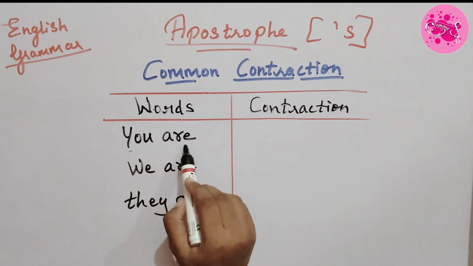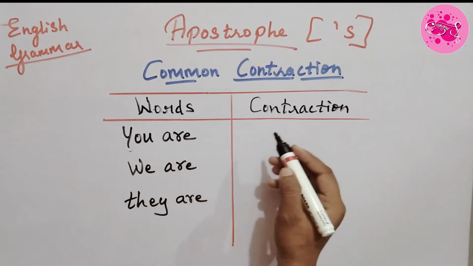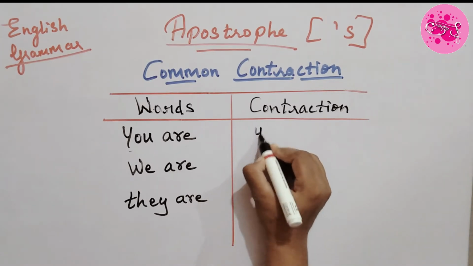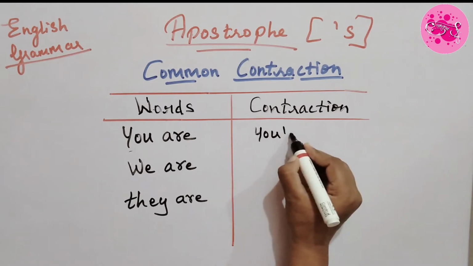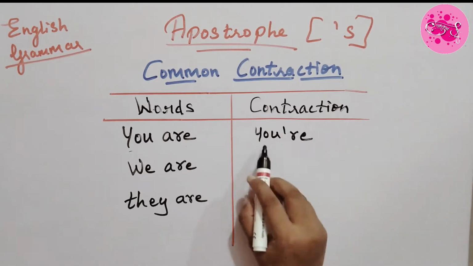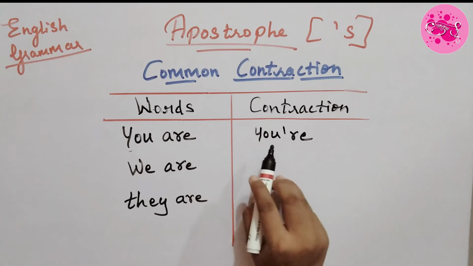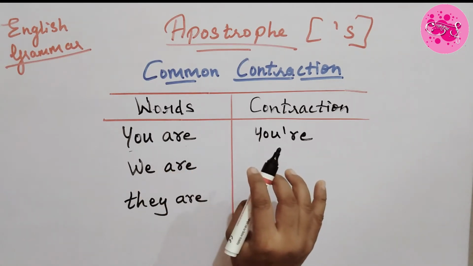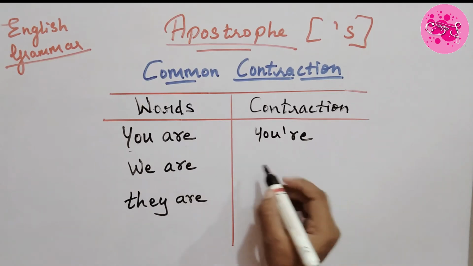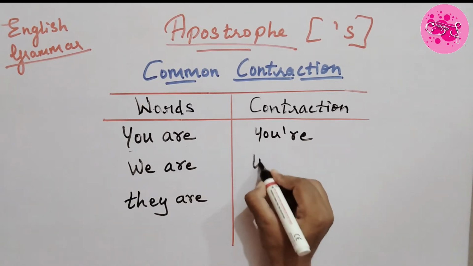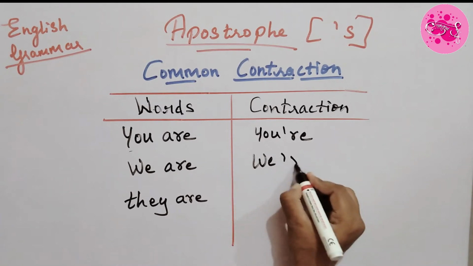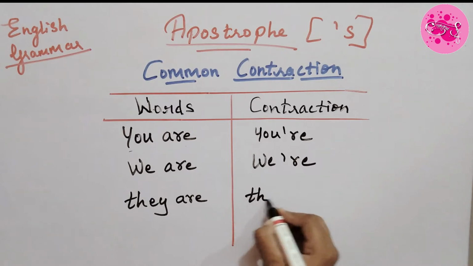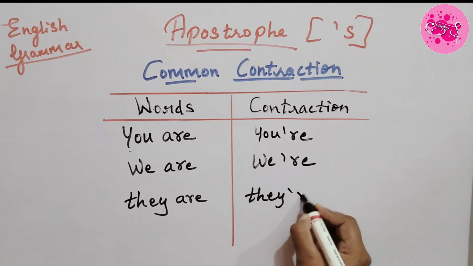Words like you are. The contraction will be you apostrophe re. So the pronunciation will be you're, or we can also say you are. No difference in the pronunciation. We are, so the contraction is we apostrophe re. They are, they apostrophe re.